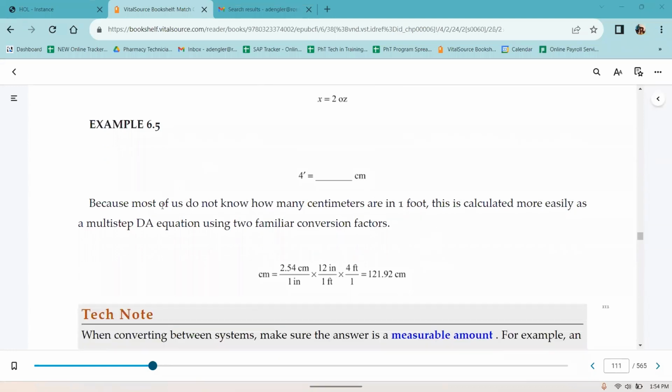Example 6.5. Because most of us do not know how many centimeters are in 1 foot, this is calculated more easily as a multi-step dimensional analysis equation using 2 familiar conversion factors. So you can see how they did it here. You can just do 2 separate ratio and proportions, but you shouldn't see anything like this, maybe just going from inches to centimeters, not going from feet to centimeters.